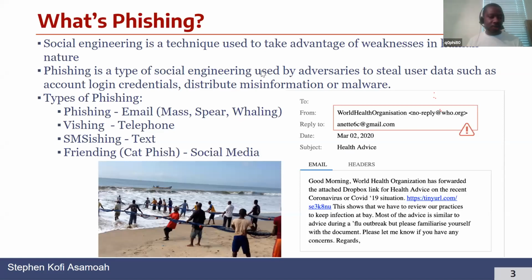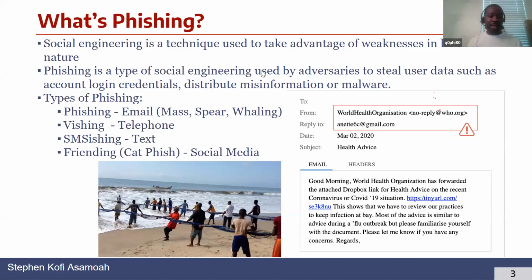We have vishing, which is through telephone. You get some telephone calls. Some of you may have already experienced that sort of phishing. We have smishing, which is through text messages. You may receive a text message from your bank saying you have won this amount of money, and it could be coming from attackers. So that is what we call smishing.